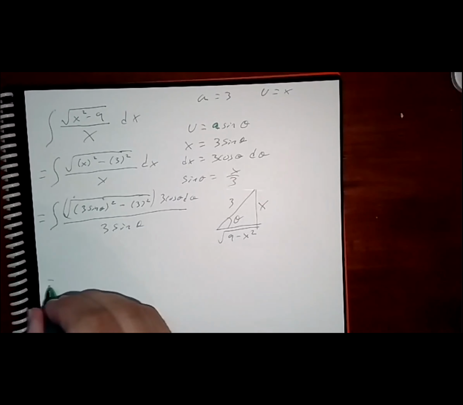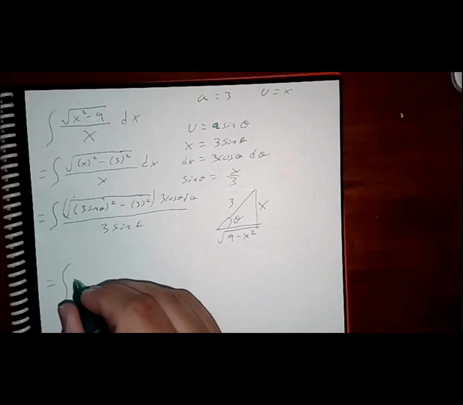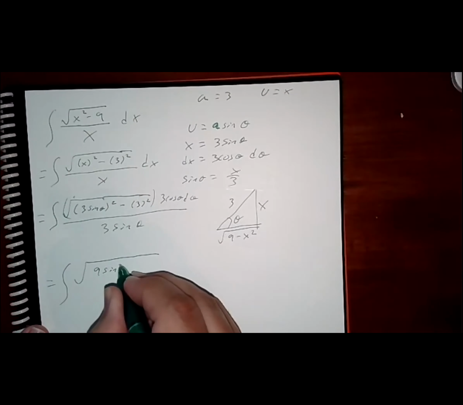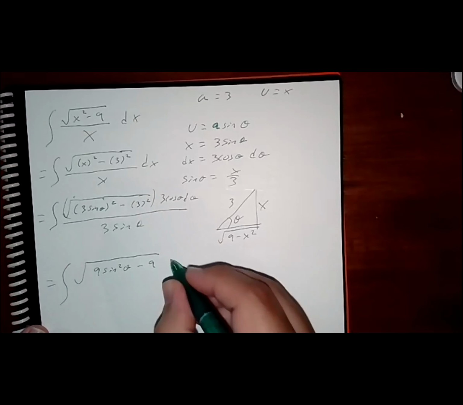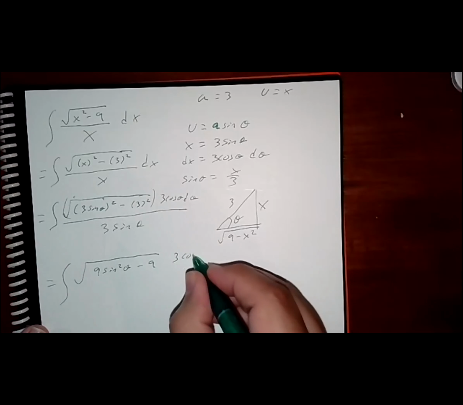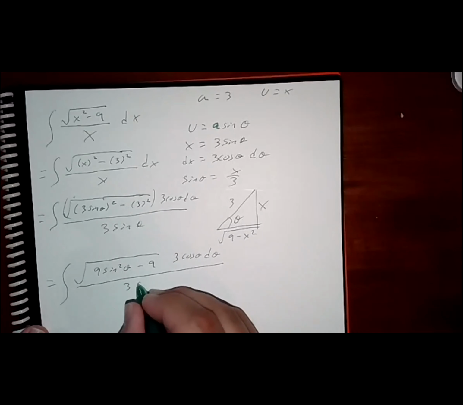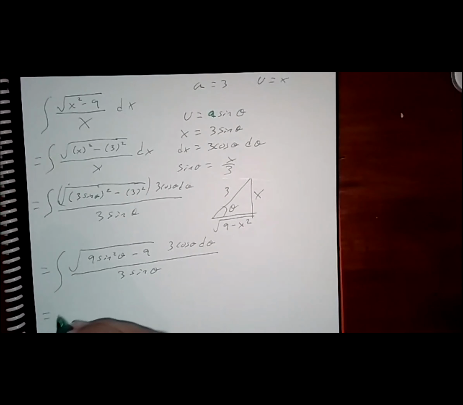Let me write it prettier over here. So this will be the square root of 9 sine squared theta minus 9 times 3 cosine theta d theta over 3 sine theta. So factor, that'll give us 9 times sine squared minus 1, right?